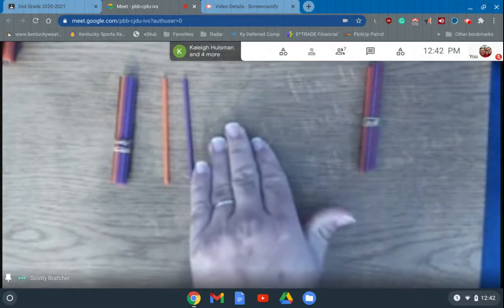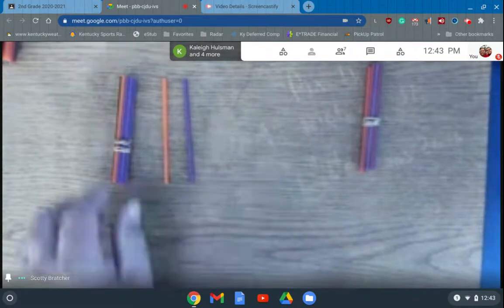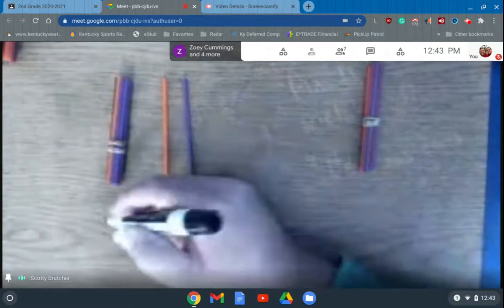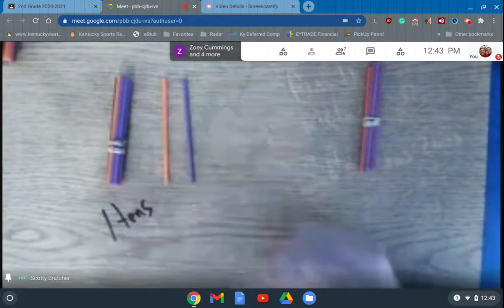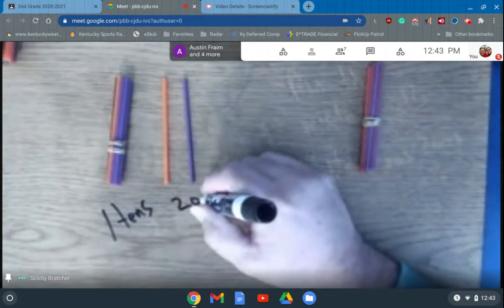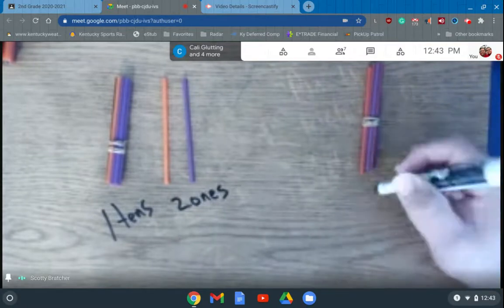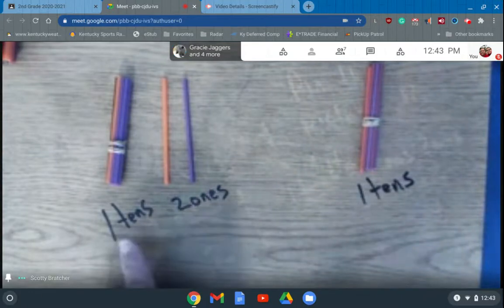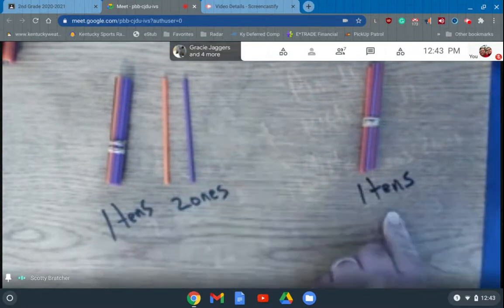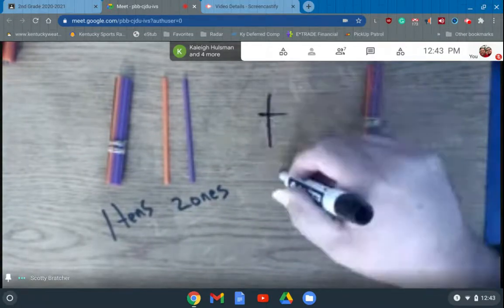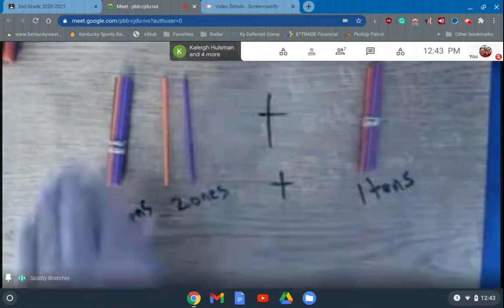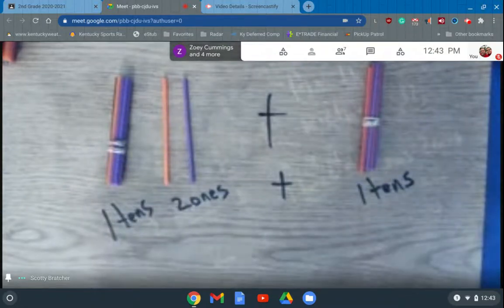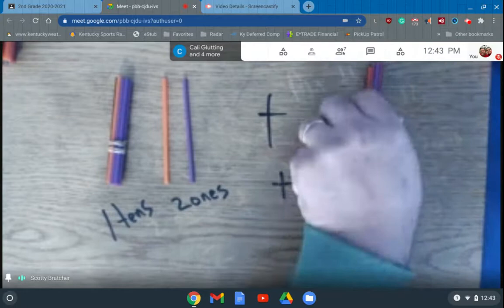Okay? So, let's do some labeling. I have 1 tens. I have 2 ones. And over here I have 1 tens. So I've got 1 tens, 2 ones, and 1 tens, and I'm adding this stuff together. Is there anything here that's alike that we could put together? Kaylee. The tens. I can put them together, can I?